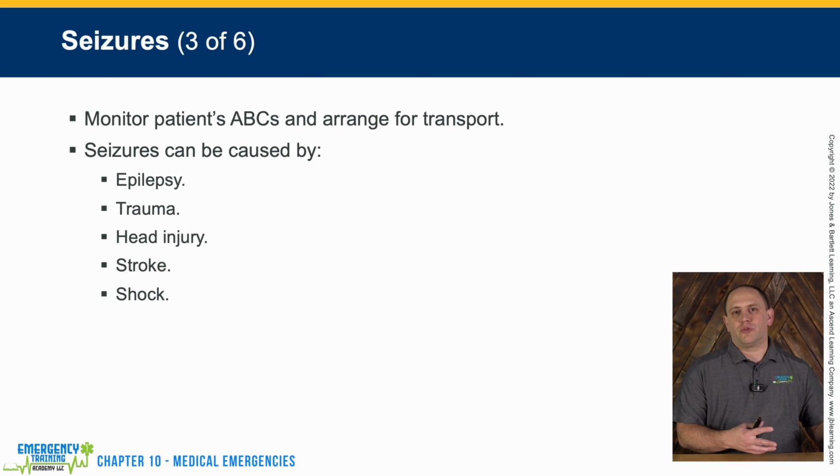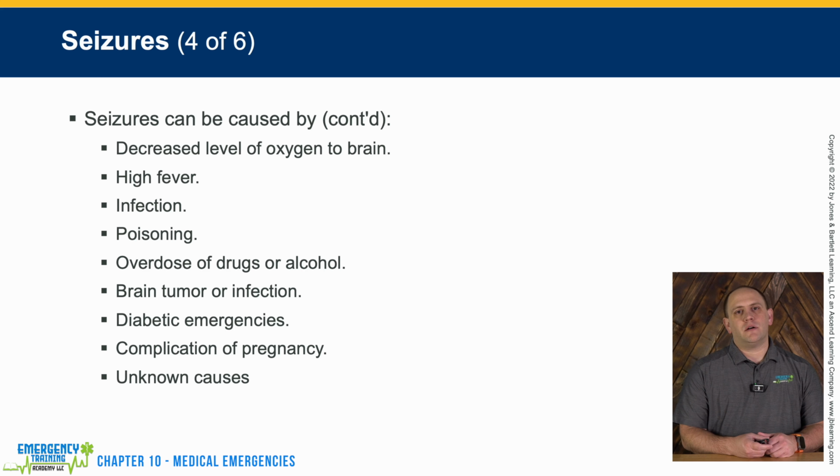As we go through and we start asking questions of the bystanders, it can help us narrow down which of those it might be. Our seizures can be caused by a lot of the same things that our altered mental status can be caused by. So here we're looking at decreased oxygen levels to the brain, our high fevers and infections, overdose of drugs and alcohol, diabetic emergencies.